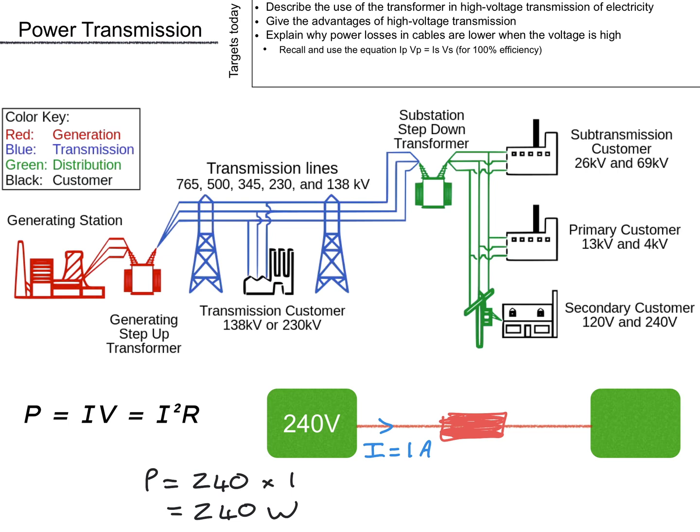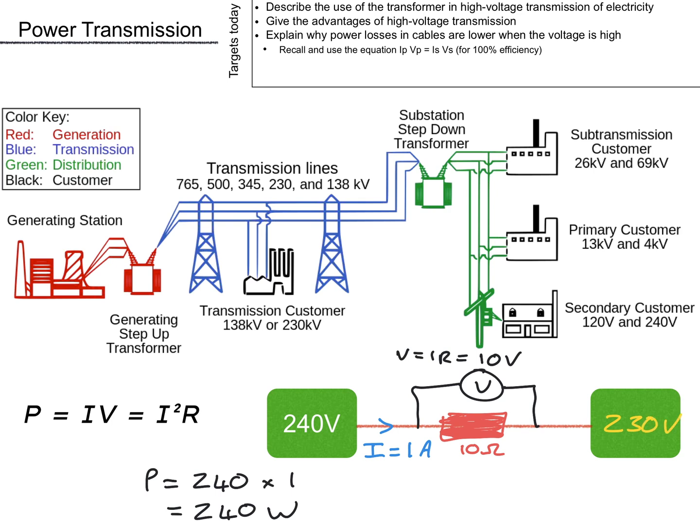Now let's have a look. We're going to put a voltmeter across this resistor. The resistor, let's keep that again at 10 ohms, and so we've got V equals IR equals 1 times 10 equals 10 volts. And if our electricity is flowing from this side, 240 volts, and then a potential difference of 10 volts, that means that once it reaches the other side, we're going to be down to 230 volts. That's the power that we're losing.